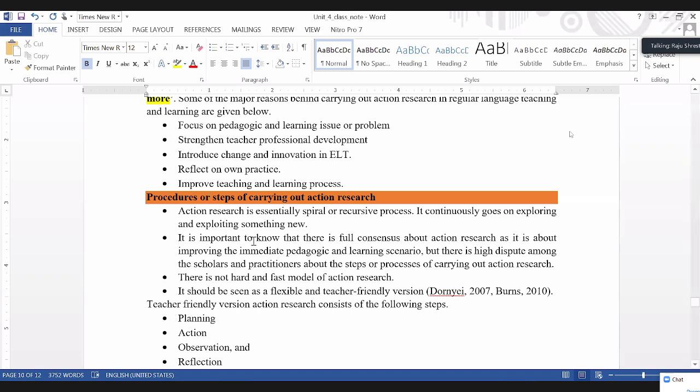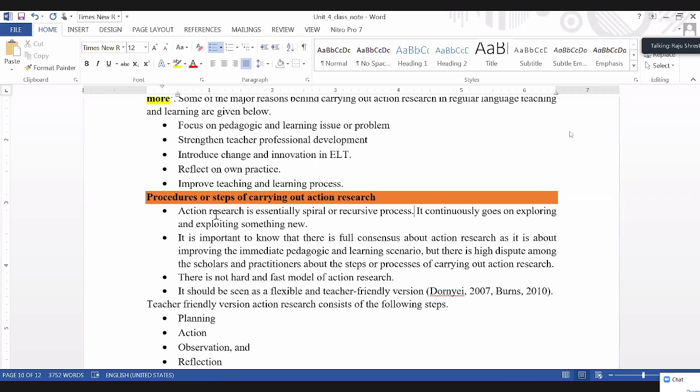So simply what you have to understand is action research is essentially spiral, it goes around in a spiral. First, the issue will be identified. Then planning, then after planning, acting, that is implementing it, the intervention. Then we observe, we see the students' behavior, then we reflect, we think whether it was fine or not, whether there was improvement or not. If we are satisfied, we stop there.